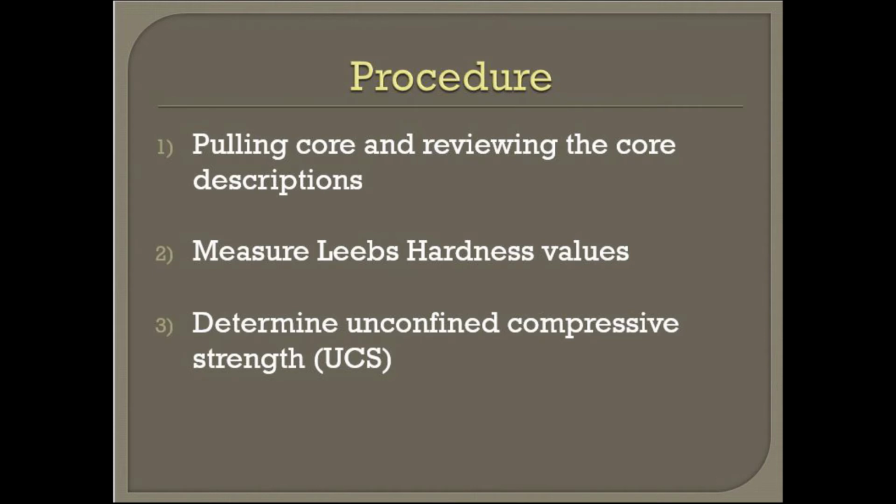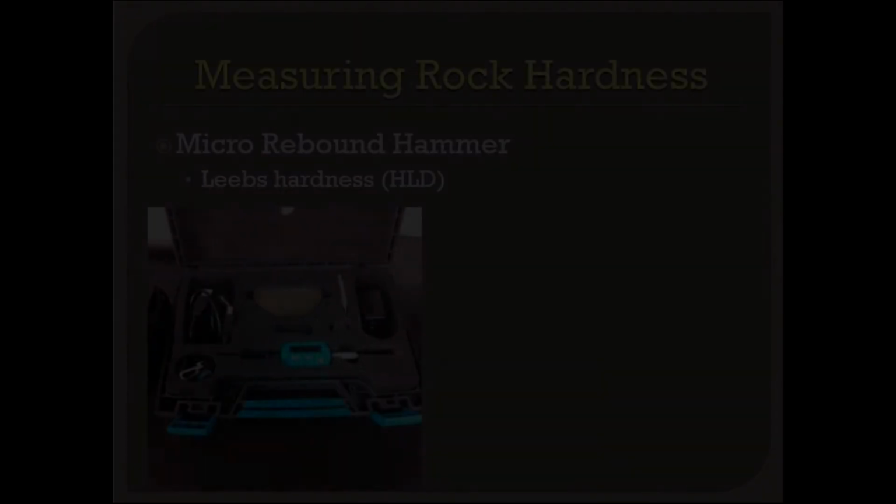So how was this project conducted? First, we selected core samples that displayed contrasting physical characteristics such as different sediment facies and permeability. Next, we measured the Leeb hardness value of the sample through the use of a micro-rebound hammer. Finally, we determined the unconfined compressive strength, or UCS, of a rock based on the previous measurements.